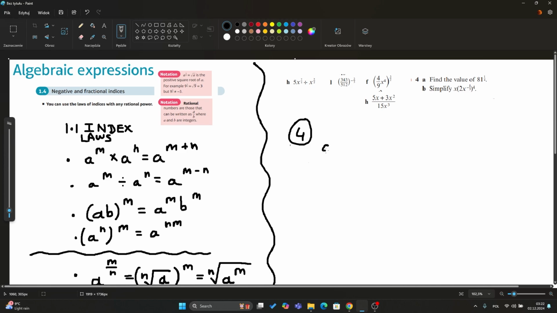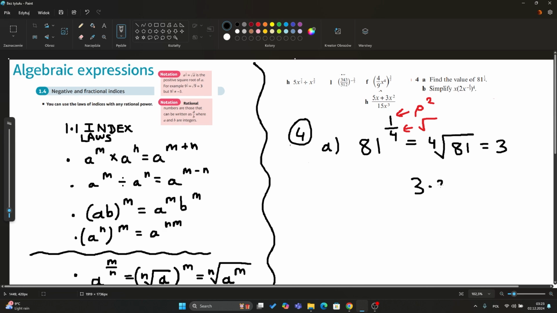Now the last question, which is 4a, we have to find 1/4 power of 81. So again, this is power, this is square root. So what happens is that 4th root of 81 is going to be 3, because 3 times 3 times 3 times 3 is 81.